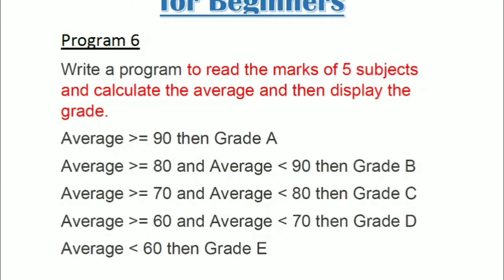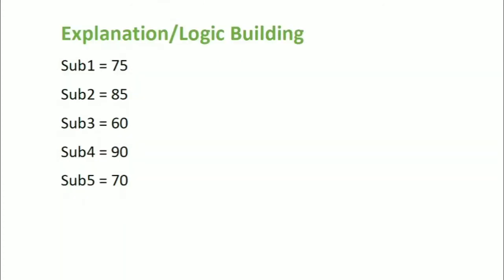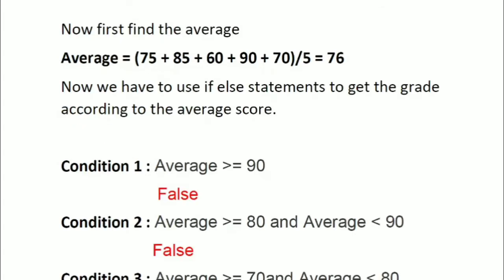Okay, so let's understand the program with an example. So here subject 1 marks is 75, subject 2 marks is 85. Similarly, there are marks for all the 5 subjects. Now the first step is to find the average. So how to find the average is add marks of all the subjects and divide it by the number of subjects. So here we have found that the average is 76.